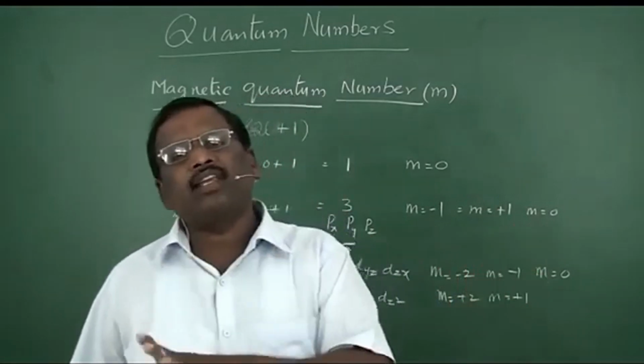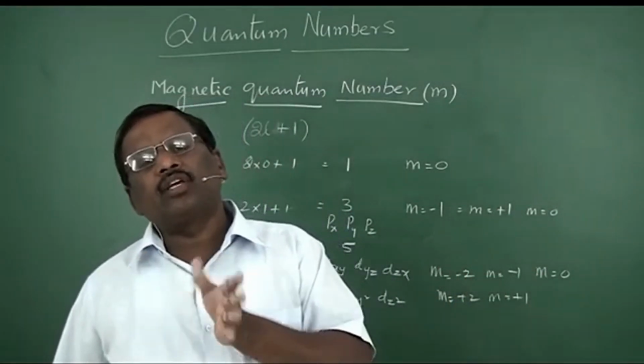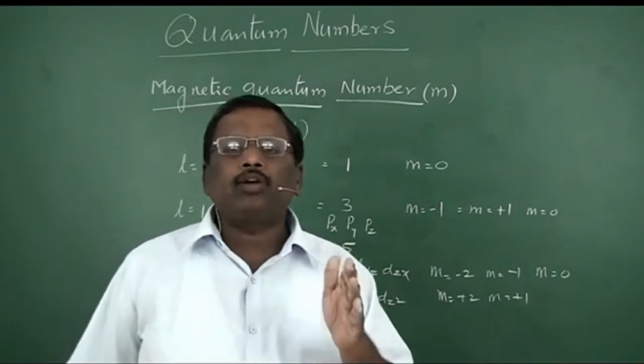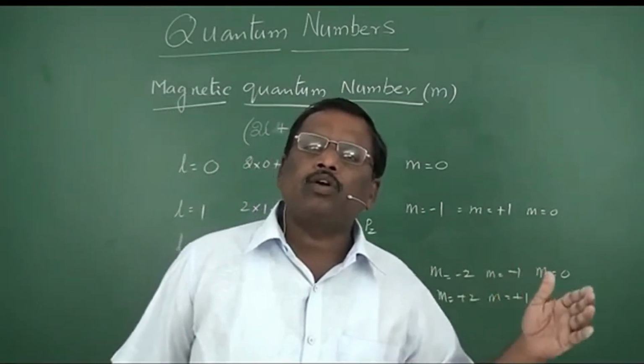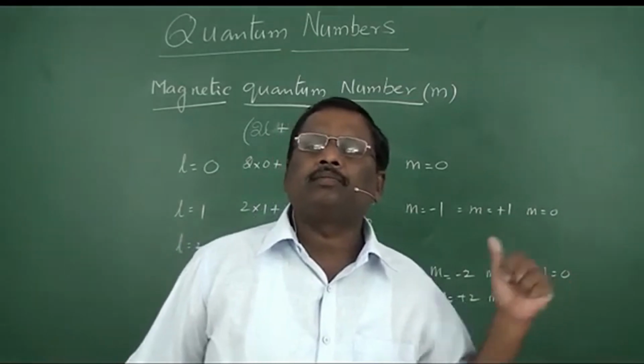If L is equal to 3, m will have 7 values. They are m is equal to minus 3, m is equal to minus 2, m is equal to minus 1, m is equal to 0, m is equal to plus 1, m is equal to plus 2, and m is equal to plus 3.